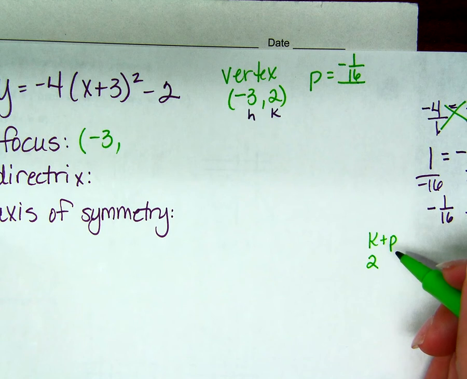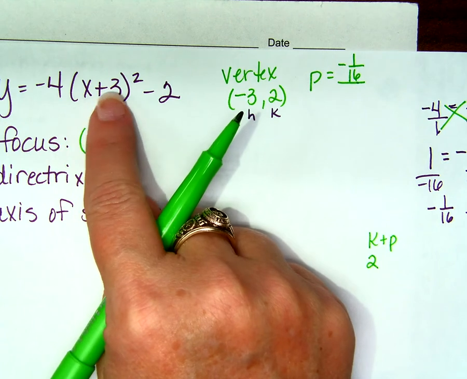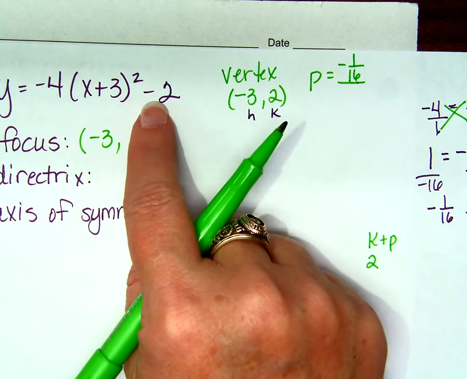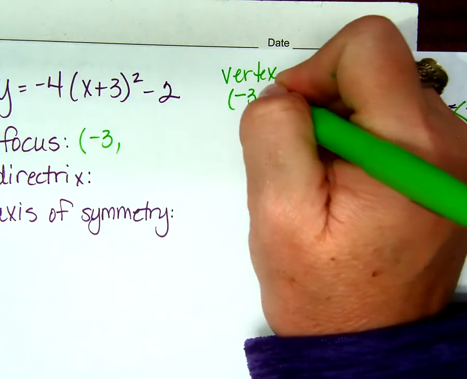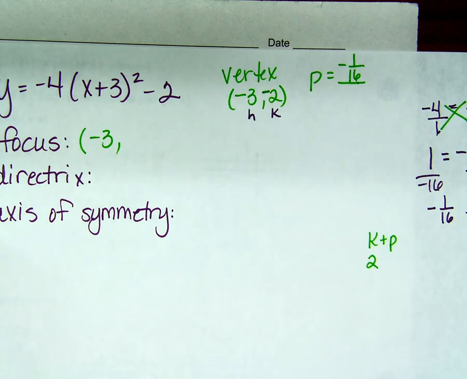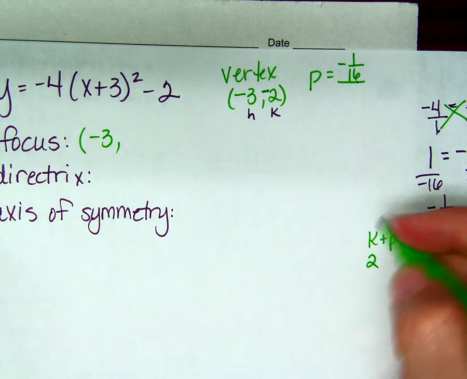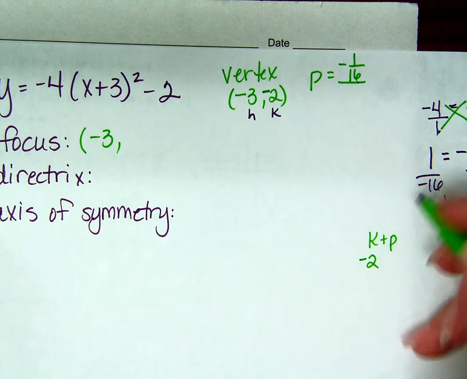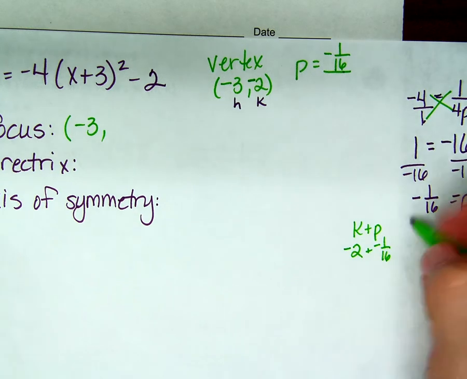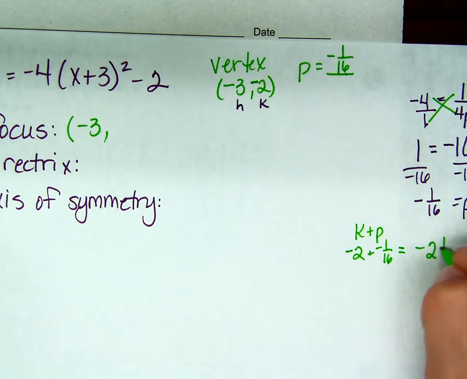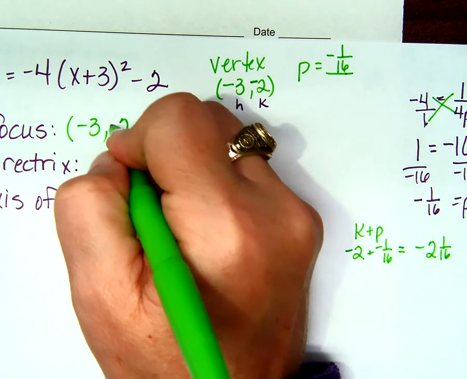Where's the vertex? Where is it? -3, -2. Isn't our vertex -3, -2? Oh gosh, we almost messed up. Whew. So I have K is -2 and P is -1/16. What is -2 plus -1/16? Perfect. Negative 2 and 1/16. So the y value of our focus is negative 2 and 1/16.